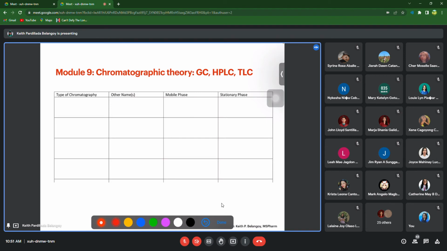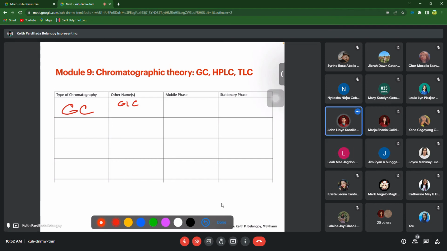Okay, so this is not in your module, but it is like a summary of how we've learned your GC, HPLC, and TLC. So let's try types of chromatography. Let's say, for example, gas chromatography. Other names you have are GLC and GSC. So if we use GLC for this one, what's your mobile phase? Is it gas, liquid, solid?